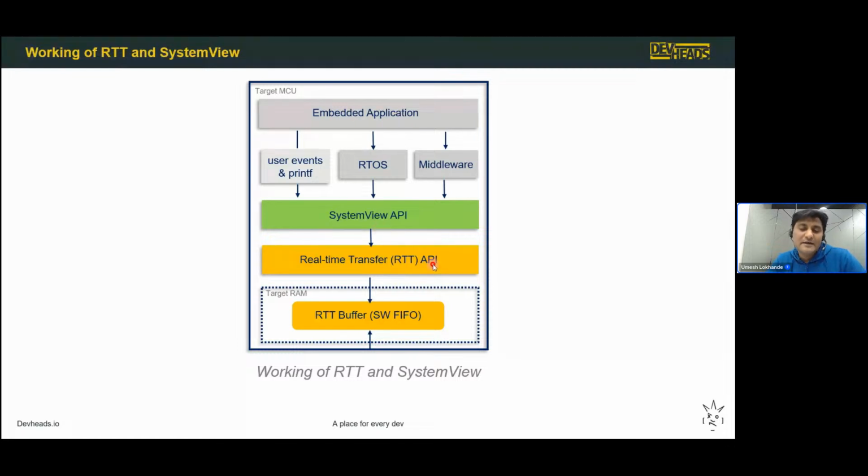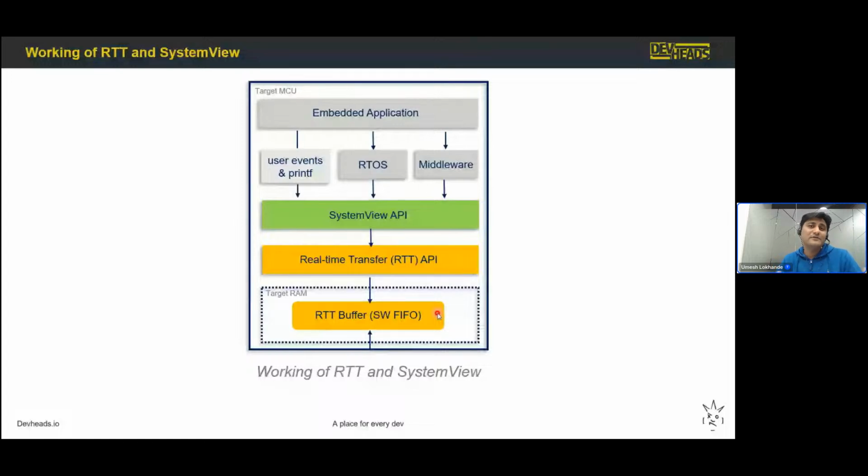And this RTT API then has access to the RTT buffer. If you remember, we talked about it in the previous session, that the RTT buffer is the one where we collect all the data. And from there, there will be J-Link debugger connectivity. You can call it a software FIFO or RTT buffer, whatever you like. But it is basically a part of target RAM. So our J-Link debugger will pull the data from this buffer and then send it to our host PC.